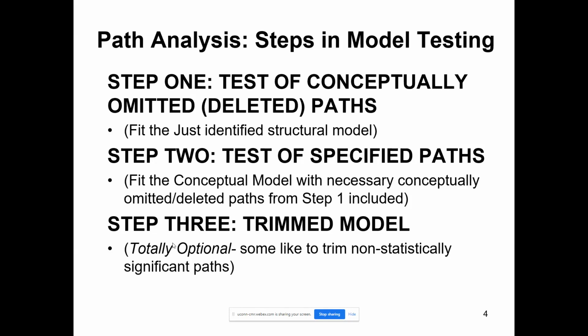I think there was another question. Yeah. If parsimony seems to be the goal, I don't understand why step 3 would be optional. Okay, question: if parsimony seems to be a goal, why would step 3 be optional?